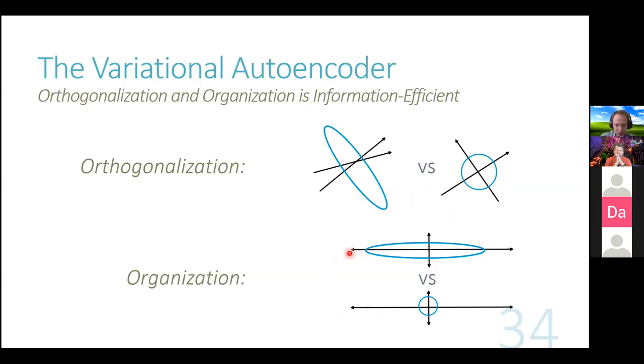And similarly with organization, if you have a long axis and a narrow axis, it's silly to encode along the long axis with 10% and the narrow axis with 10% if your distance measure is isotropic in the two directions. What you really want is higher precision in the longer axis and smaller precision in the narrower axis, so that your absolute error is isotropic. And so that's why it encodes directions of higher variance with higher precision than directions of smaller variance.